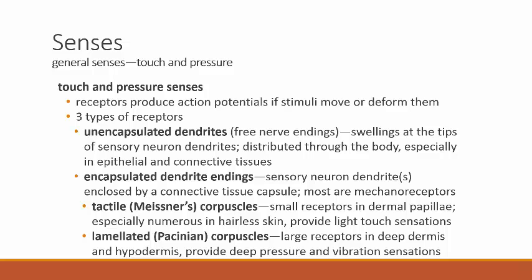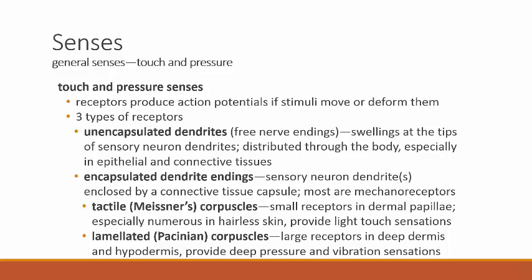Encapsulated dendrite endings are sensory receptors where the tip of the dendrite is enclosed in a connective tissue capsule of some sort, wrapped around with one or more cells. And again, most of these are mechanoreceptors. There are two types of these encapsulated dendrite endings.